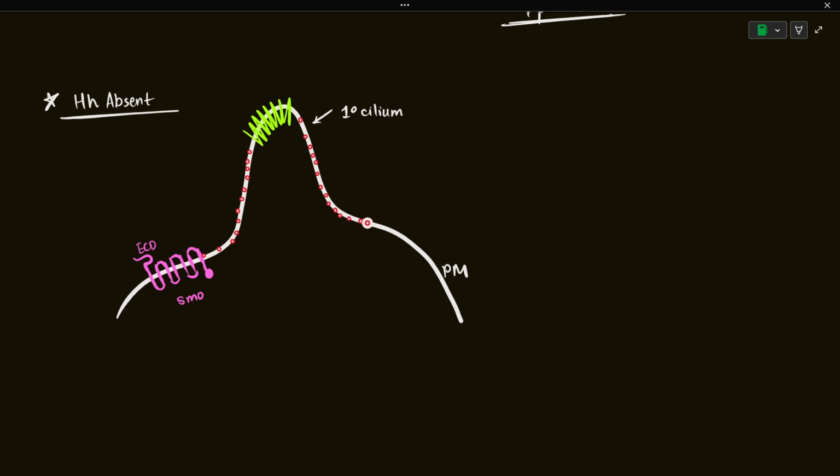Before, let's say that cholesterol was quite abundant, but now Patched is active because Hedgehog is not there. Due to the absence of Hedgehog, the activation of Patched will be seen. This is the cell at rest, meaning Hedgehog signaling is not there. When the cell was at rest and Hedgehog was absent, this Patched receptor protein was activated.